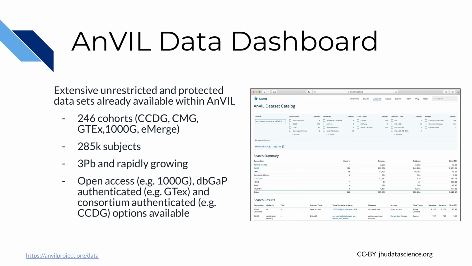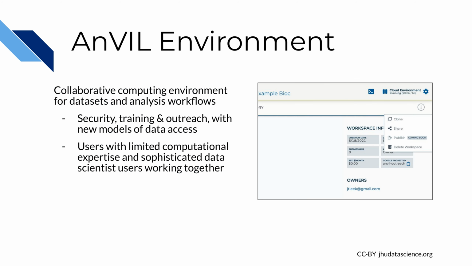AnVIL also enables web access to a growing collection of datasets, including the Centers for Common Disease Genomics, Centers for Mendelian Genomics, Genotype Tissue Expression, 1000 genomes, and electronic medical records and genomics datasets. Importantly, AnVIL provides the infrastructure for securely managing access to protected data. You can also bring your own data to analyze on AnVIL. Finally, AnVIL provides a collaborative computing environment where researchers can easily share and publish computational research, as well as training and outreach content with greater accessibility.